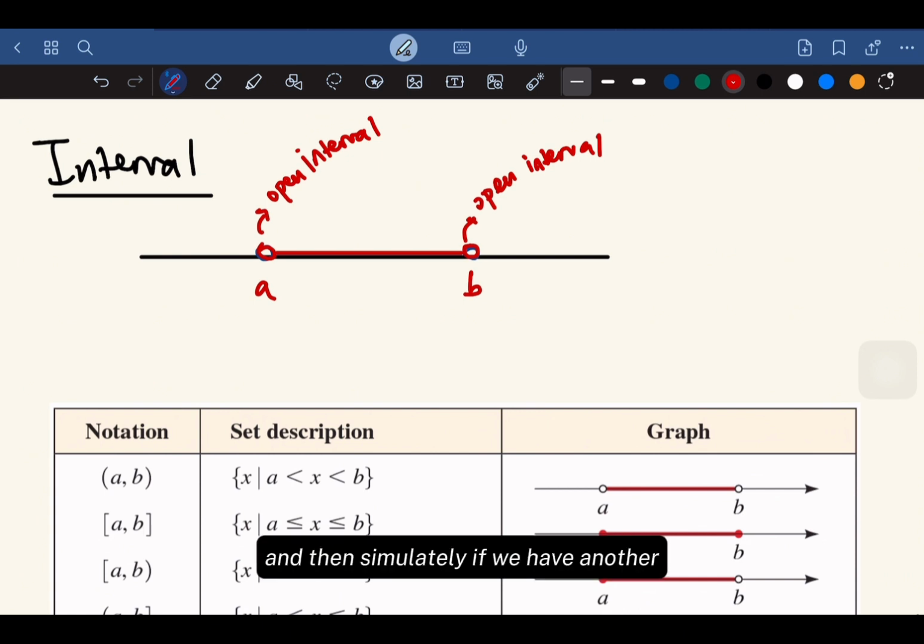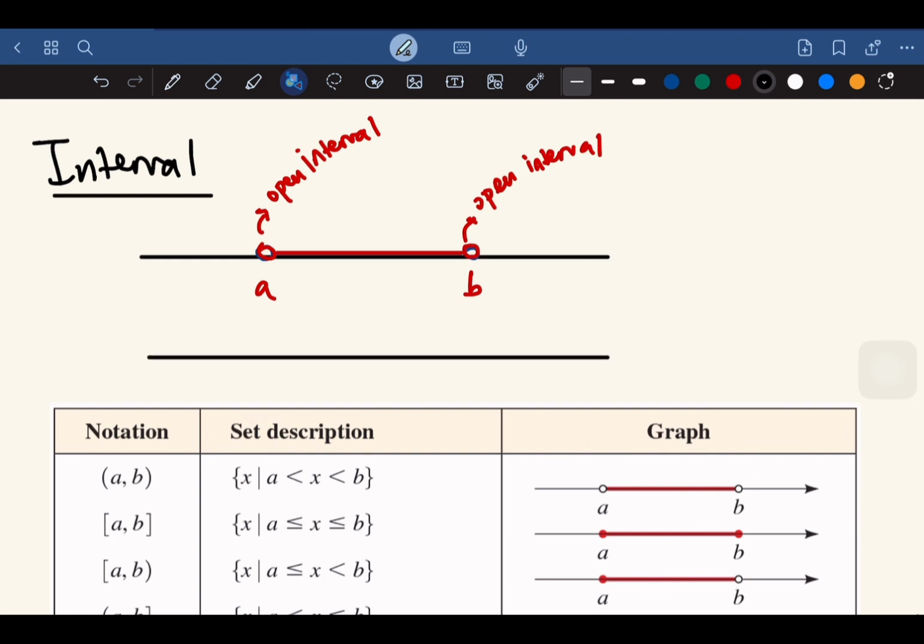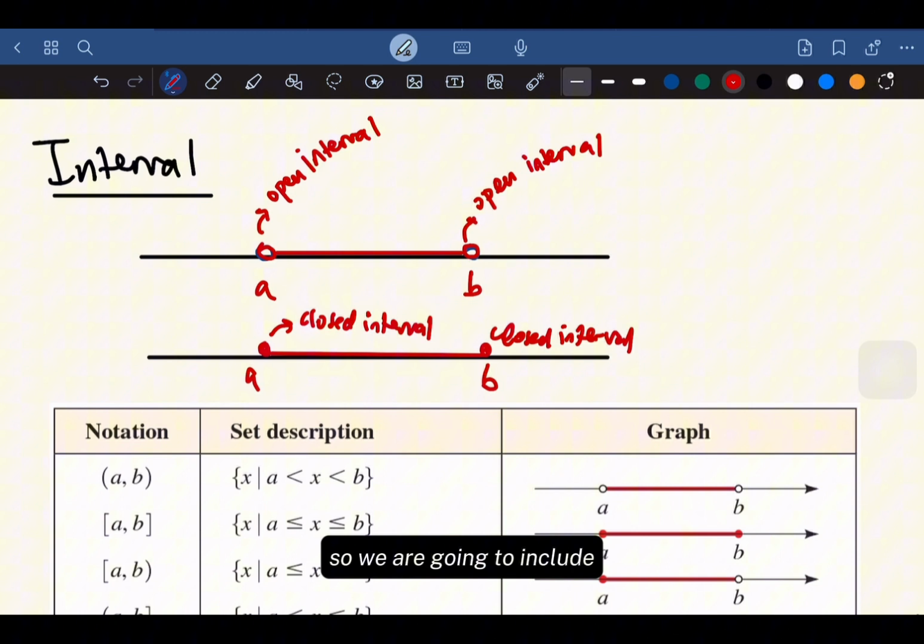And then similarly, if we have another set here, oh wait, it's missing. We say this one is a closed interval. So we are going to include both A and B if this happens. Okay?